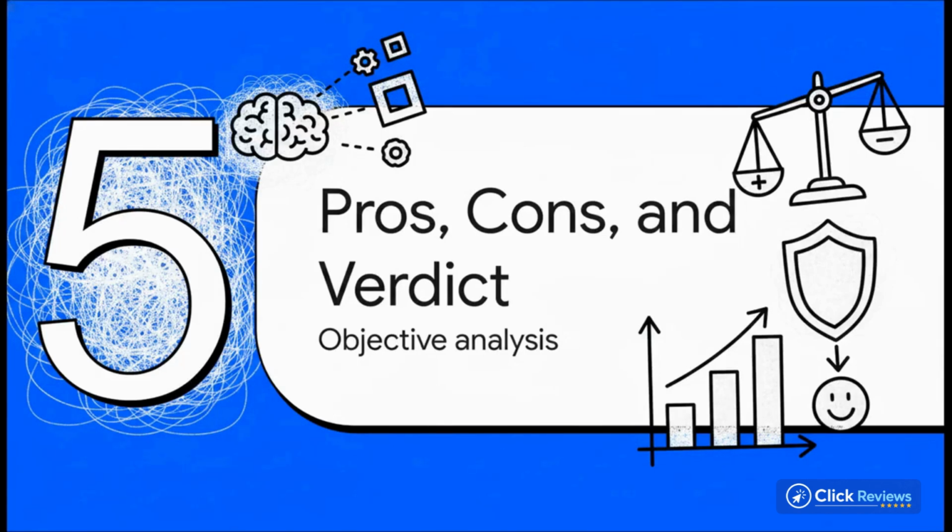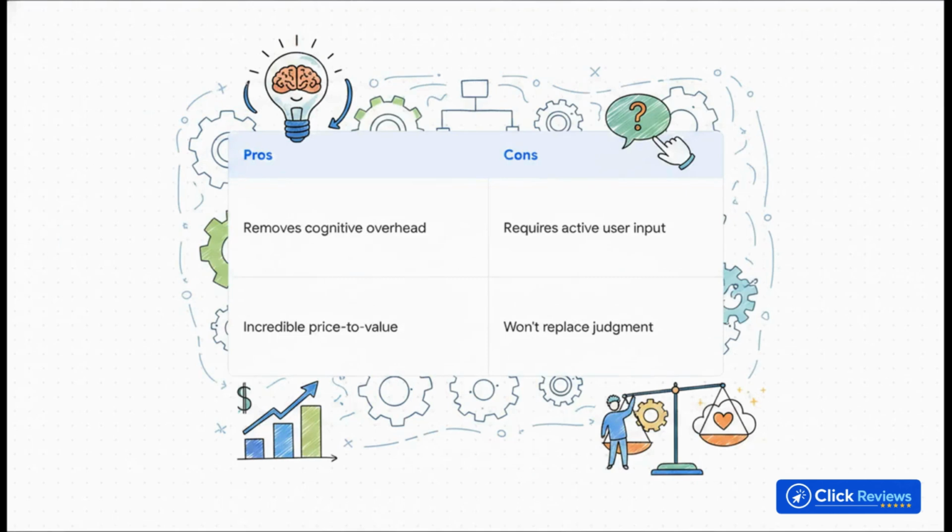All right, bringing us home with Section 5, pros, cons, and the verdict. Walking through the balanced reality of this product, the pros are highly compelling. It completely removes the cognitive overhead of prompting AI, and the price-to-value ratio is, frankly, incredible. But we have to look at the cons too. It still requires active user input. You have to clearly and honestly describe your situation for it to actually work. And most importantly, it won't replace your personal judgment. It structures your thinking perfectly, sure, but it doesn't do the actual work of living with the consequences for you.